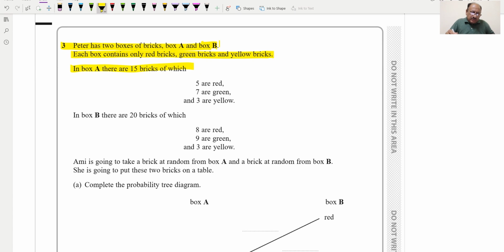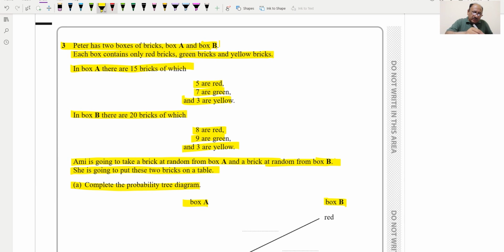In box A there are 15 bricks, of which 5 red, 7 green and 3 yellow. In box B, this is the situation: 8 red, 9 green and 3 yellow. Amy is going to take a brick at random from box A and a brick at random from box B as well. So she is going to put these 2 bricks on a table. Complete the probability tree diagram, box A, box B.